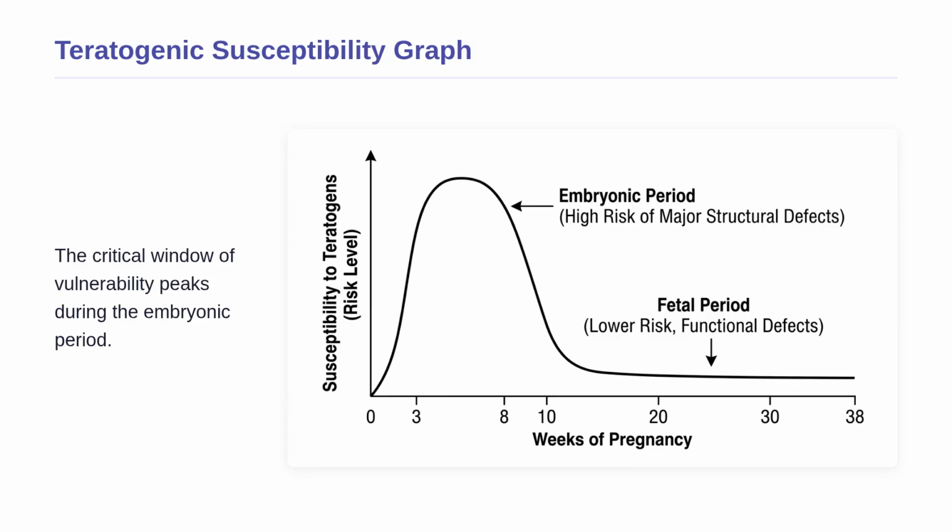After week 8, the curve drops steeply and flattens out for the remainder of the pregnancy. This is the fetal period. The organs have already formed and are merely growing in size, so the biological vulnerability is significantly reduced. This graph perfectly illustrates why doctors are most concerned about first trimester exposures.